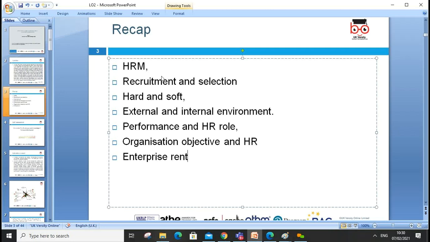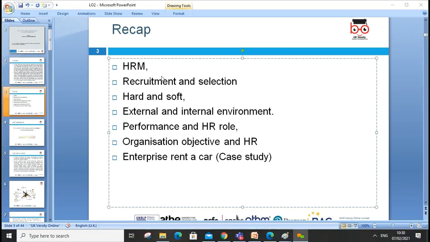Enterprise Rent-A-Car case study. So that's all we learned during our last lesson. So guys, just carry on doing background reading. I hope you read chapter 1 as I mentioned to you.